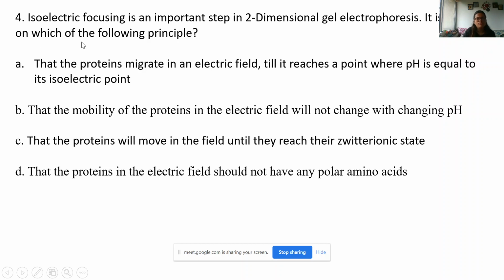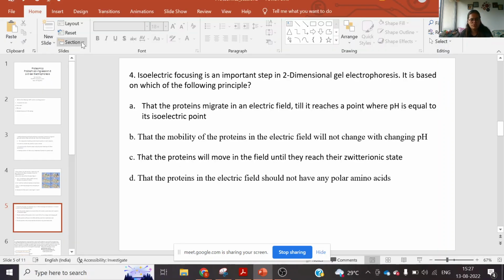So, what is the principle of isoelectric focusing? Ma'am, it's option A. Yes. It's based on the protein's charge: the proteins migrate in an electric field till they reach a point where the pH is equal to their isoelectric point. Correct, you are correct.